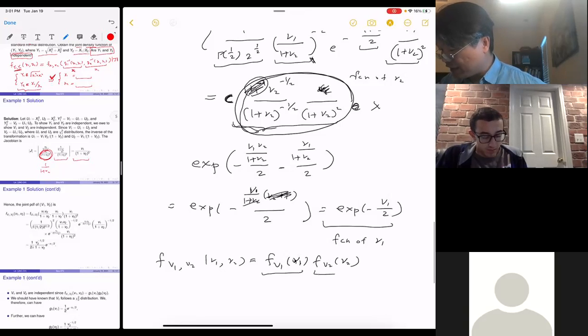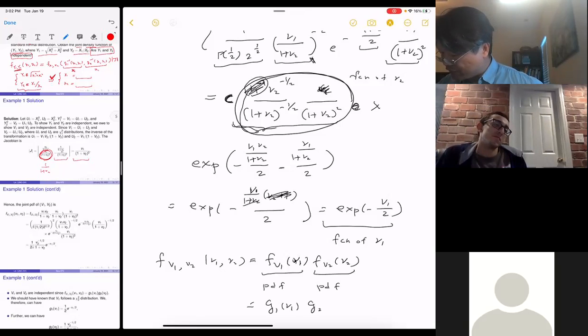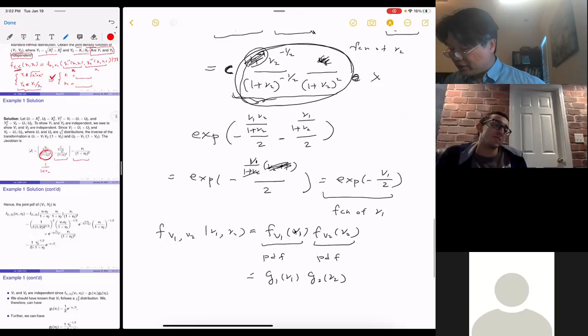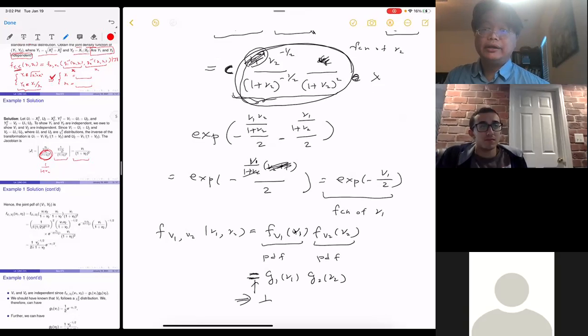Yes, if they are PDFs, you've got the independence. The point is, right now, do I have a PDF? Not yet. I only have one function that's a V1 and then one function of V2. Could I still claim that as independence? The answer is yes, because I can always standardize my G1 and G2 to become two PDFs.